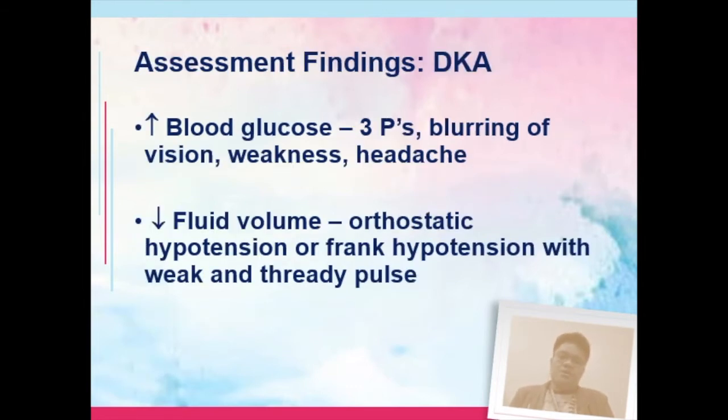Now, the blood glucose would be increased. Of course, you have seen the result 300 to 800. So other than the 3 Ps, your patient would have blurring of vision, signs and symptoms of weakness, and also headache. There will also be a decrease of fluid volume, so dehydration, as I have mentioned earlier. Because of that, your patient will be experiencing signs and symptoms of orthostatic hypotension. Then there could be frank hypotension with weak or steady pulse. So as you can see, the compensatory mechanisms of the body are already failing in your diabetic ketoacidosis.